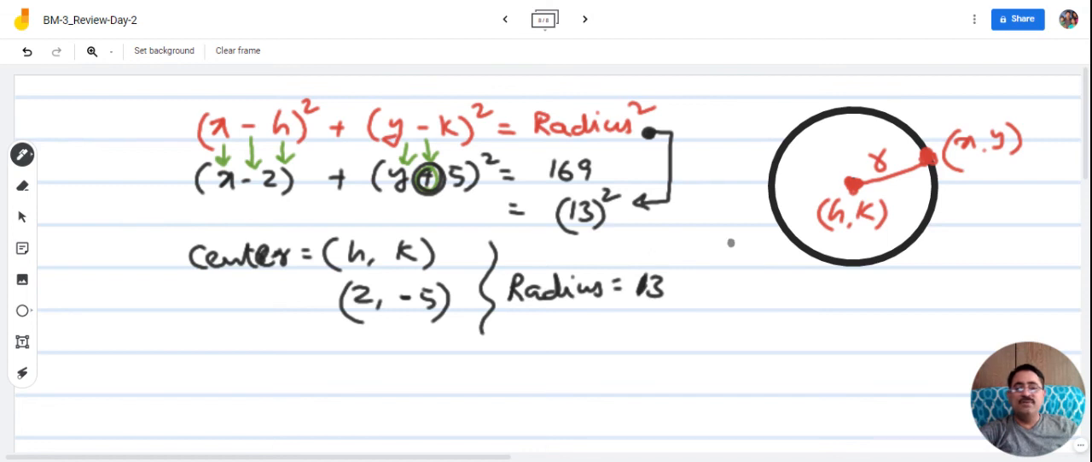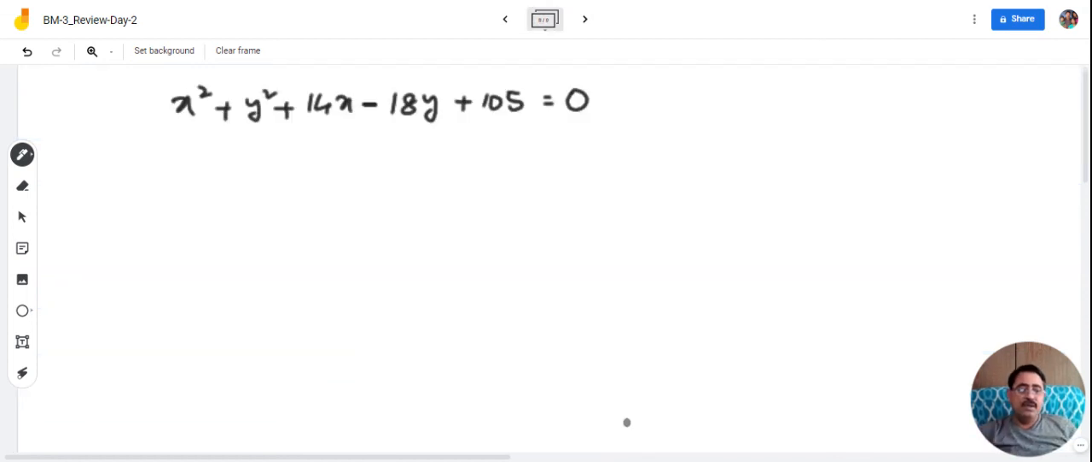Then the last question for the day is coming up. This is the general form of an equation, and you are asked to express this or write it in the standard form. Okay, so step one is you write the x values together. So x square and 14x, you write them together, and please leave sufficient space.